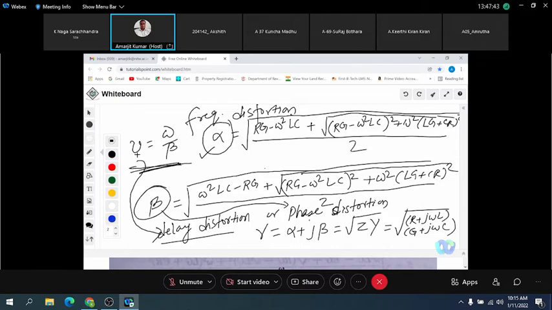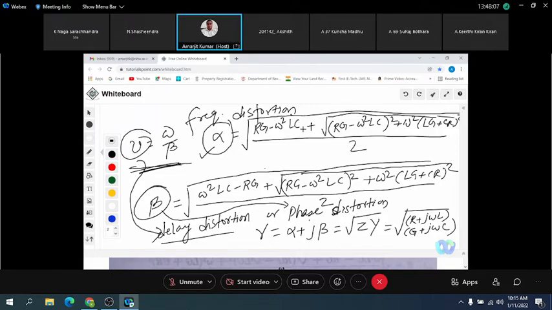So delay distortion is because of velocity, or phase distortion because of beta. Is it clear to you? Phase distortion or delay distortion, and frequency distortion? Is it clear to you? If you have any doubt, you can ask.